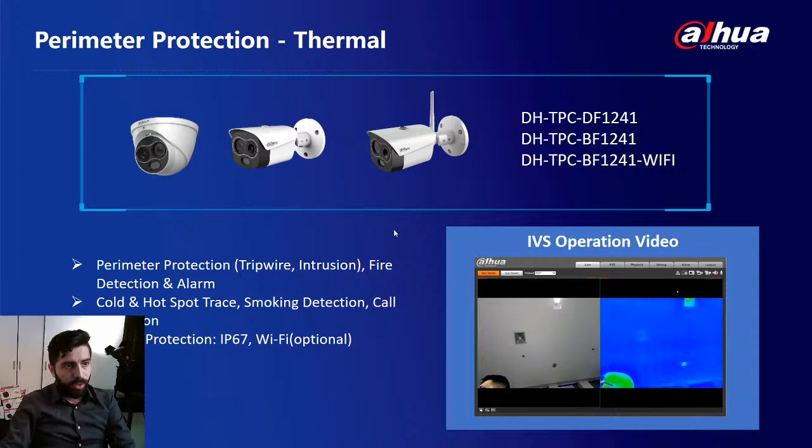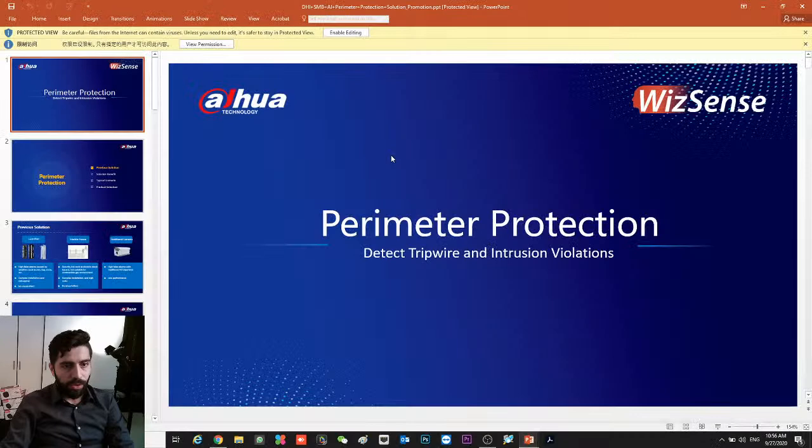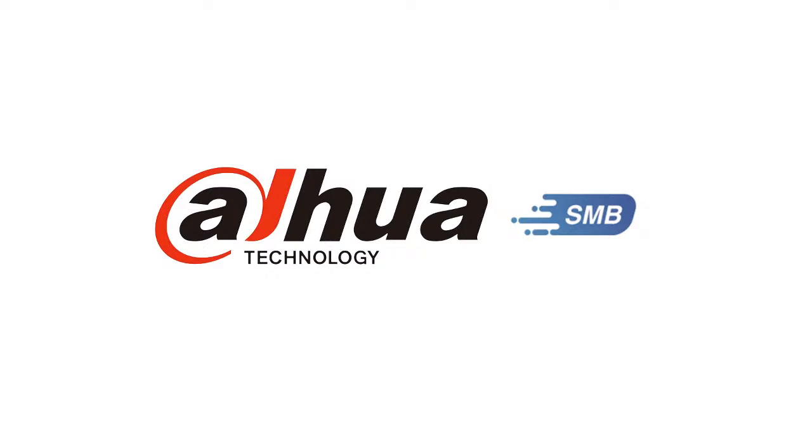so these are also the models of the cameras. You have this thermal camera with wireless Wi-Fi. So thank you for listening for the perimeter protection, and we're going to move to the next topic, which is the thermal body temperature monitoring solution. Okay, so please be patient.